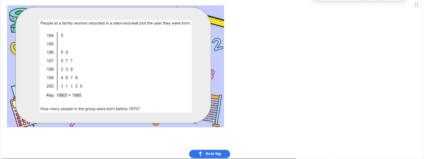Okay, people at a family reunion recorded in a stem and leaf plot the year they were born. So here's our stem and leaf plot. It shows us how to read it. The stems are over on the left, which look like that goes to the hundredths place, and the leaves are the ones place. So how many people in the group were born before 1970? So if we find 1970 here, everyone before is going to be in this group.